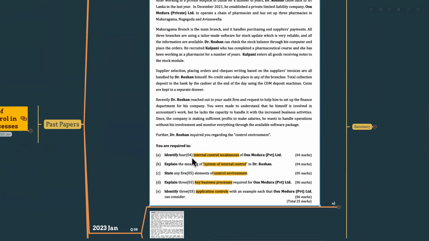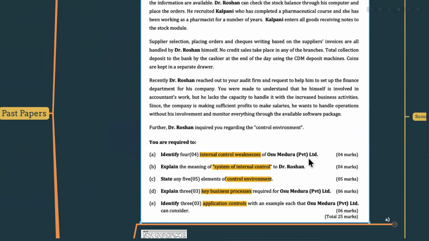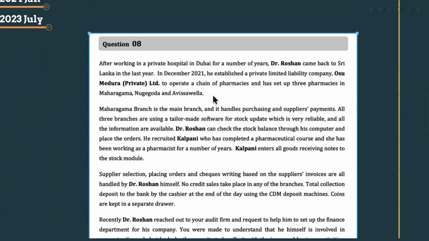And let's read the A question here. Again, identify 4 internal control weaknesses of Osumadura Private Limited for 4 marks. Let's read it. After working in a private hospital in Dubai for a number of years, Dr. Roshan came back to Sri Lanka in the last year. So, Dr. Roshan was working in a private hospital in Dubai for a number of years and he came back to Sri Lanka last year.